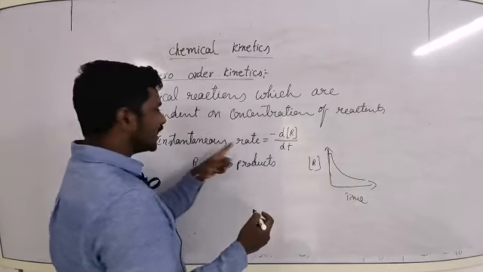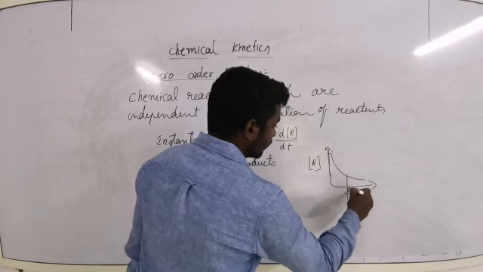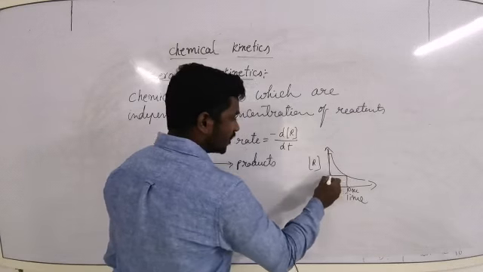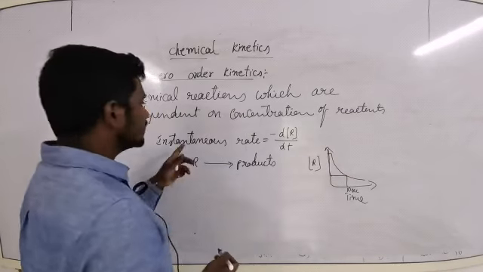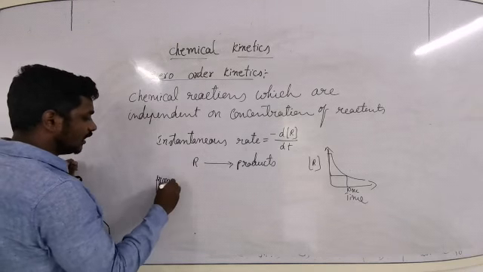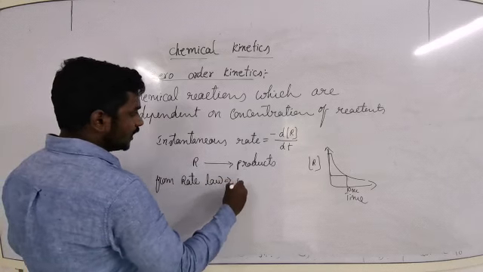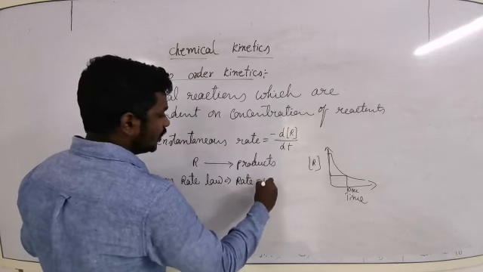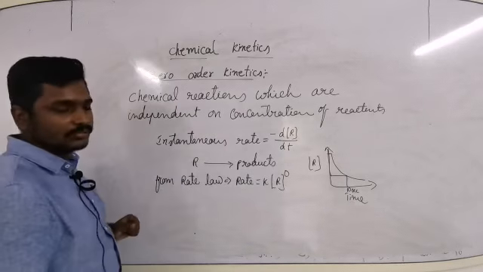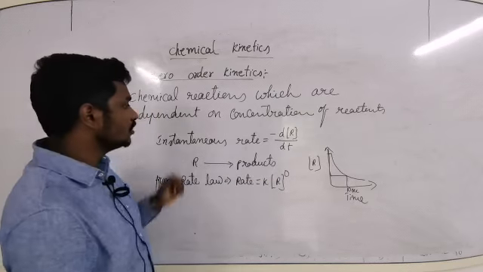So instantaneous rate is the rate of reaction exactly at 10 seconds. Imagine that the time at this point is 10 seconds. Then the rate of reaction exactly at 10 seconds is said to be the instantaneous rate. And the same rate can also be calculated from the rate law. From the rate law, the rate expression is k into concentration of reactant whole power 0, because it is zero order. The actual formula is concentration of reactant whole power n, and n is equal to 0 for zero order.